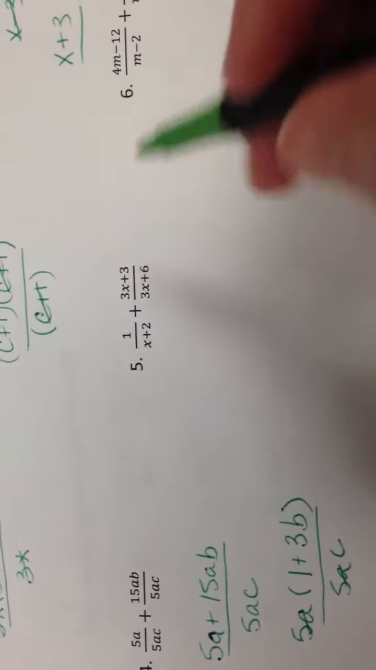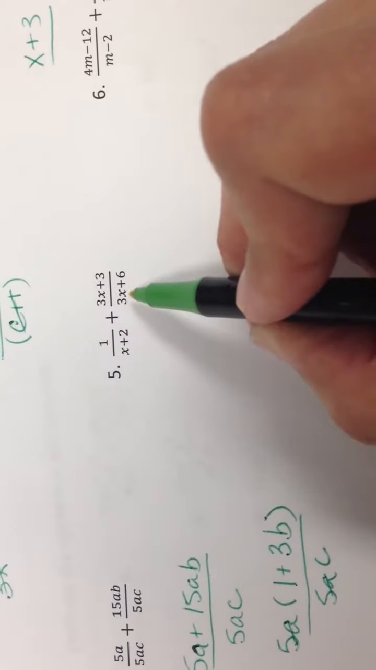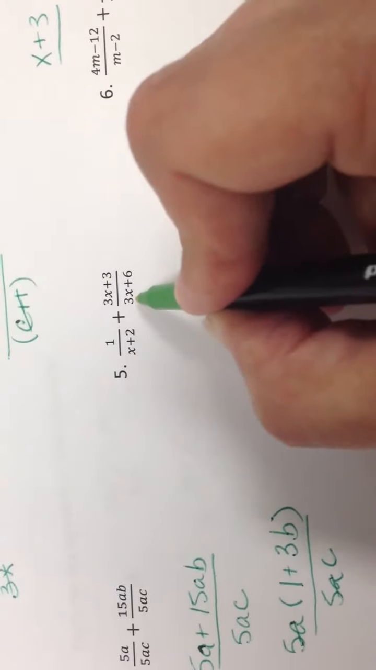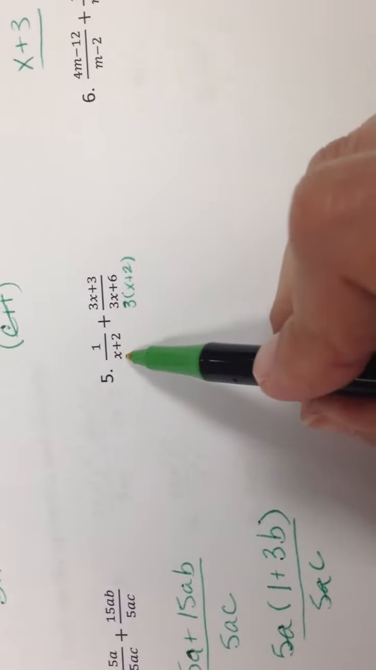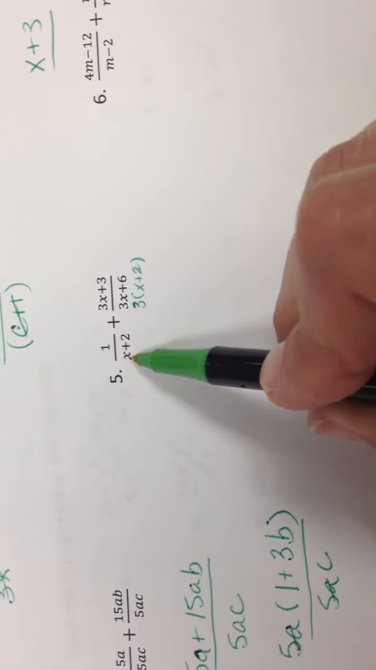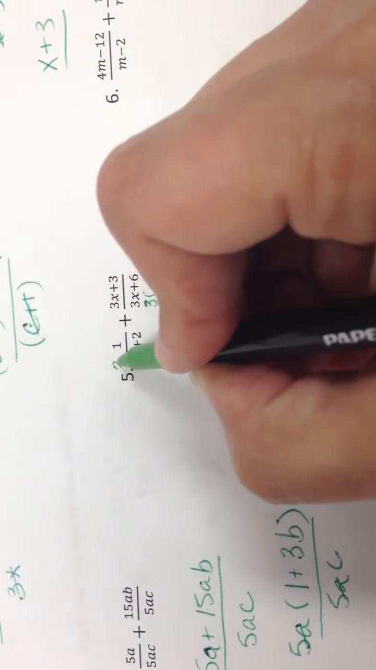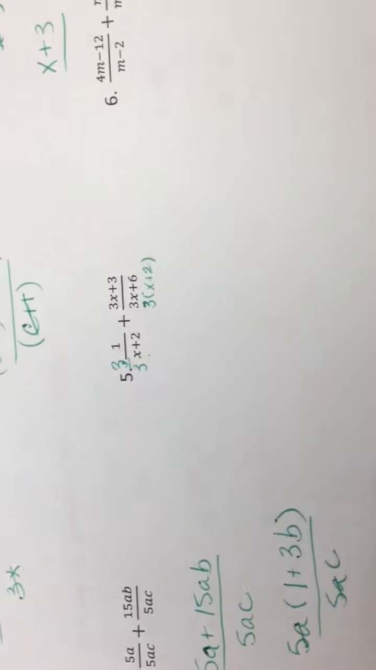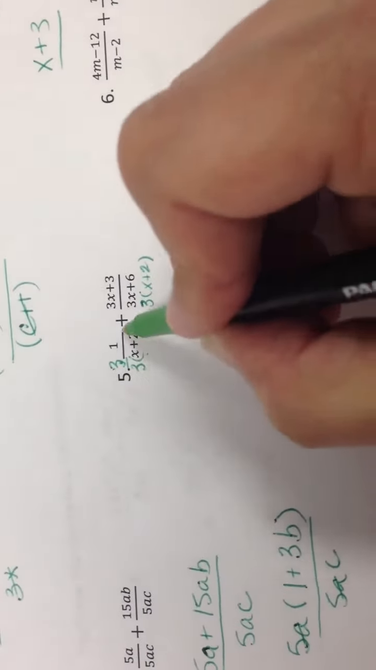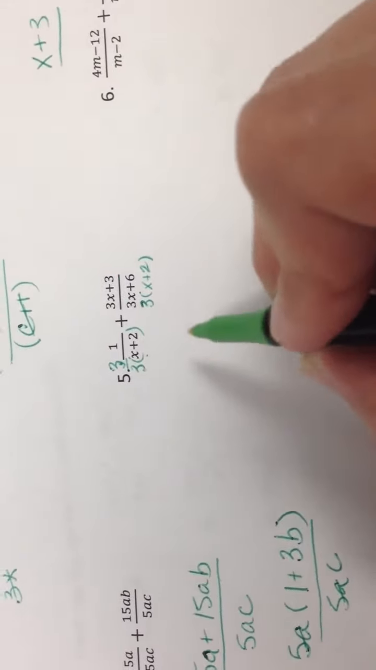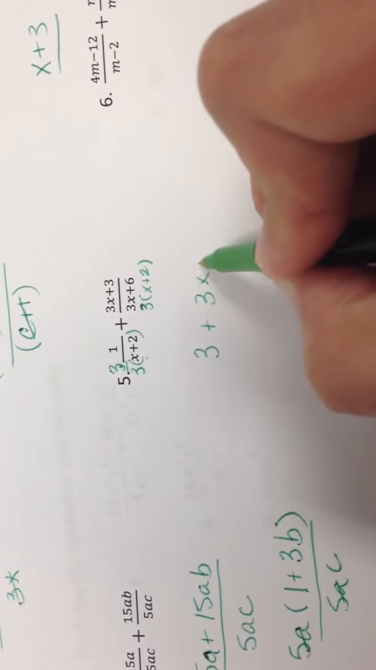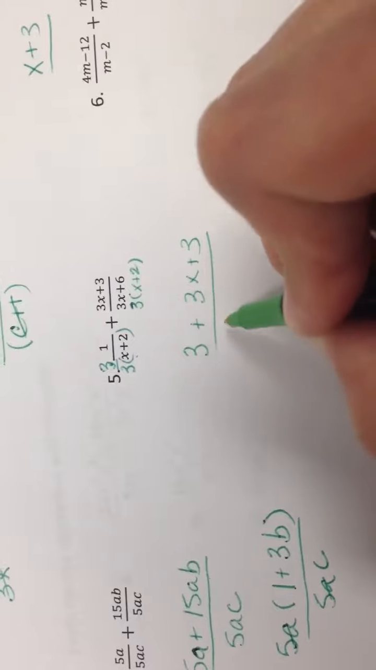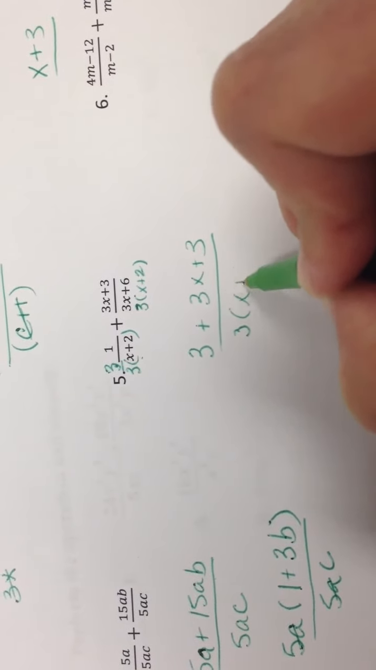On number 5, notice here we don't have a common denominator, but if I look at this, this is going to be 3 times x plus 2, right? So in order to get that common denominator, I'm going to need to multiply this side by something equal to 1 to get the same denominator. So I'm going to multiply by 3 over 3, and that gives me 3. Now I have plus 3x plus 3. Denominator is 3 times x plus 2.